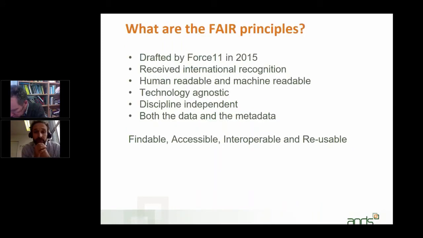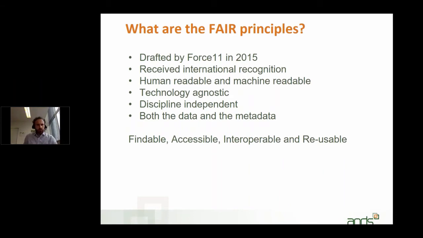So, to start off, what are the FAIR data principles? The FAIR data principles were drafted by Force 11. Now Force 11 is an international community of scholars, librarians, archivists, publishers and research funders that came together organically, started in 2011, hence the Force 11, and has been around ever since that date.